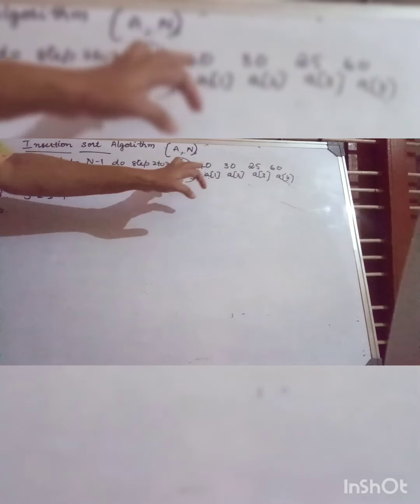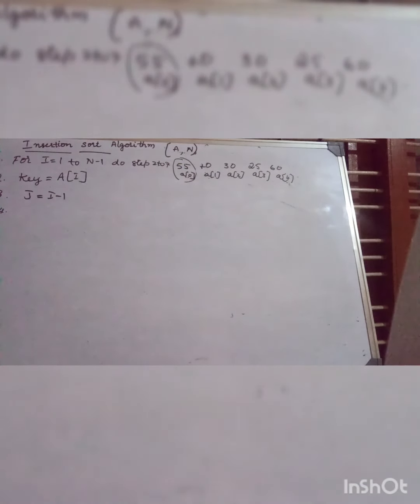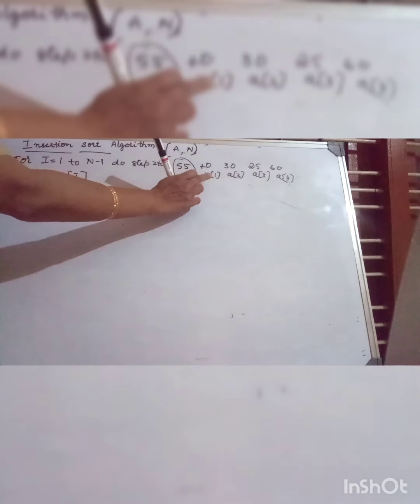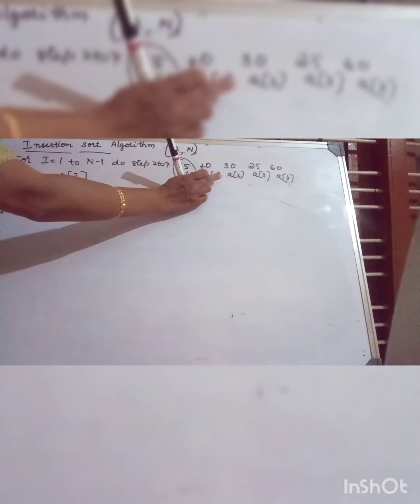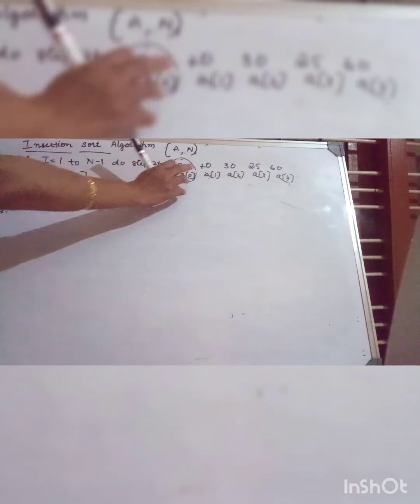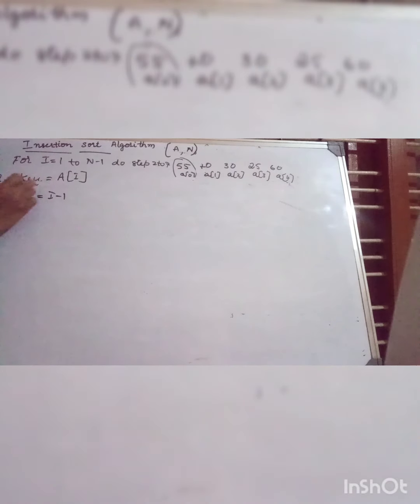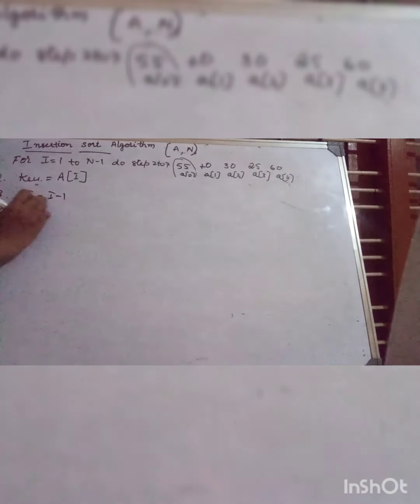Now we start comparing the elements. We start comparing the first element with the next element. Since we have to take J, J refers to the unordered list elements. J is equal to I minus 1. When I is equal to 1, J will be A of 0. When I becomes 2, J will be the previous element. J is equal to I minus 1, that means the previous element.